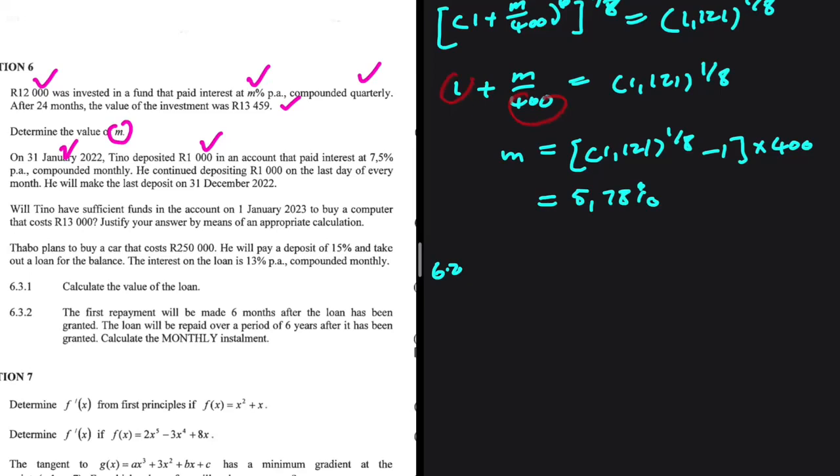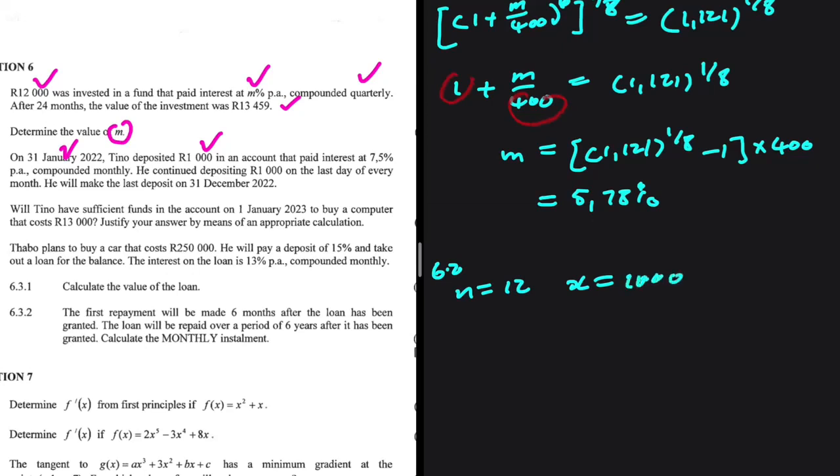Let's make sense of our situation. So the first deposit is on the 31st of Jan, and the last deposit will be on the 31st of December. So that is 12 deposits, our value of n. So we have n being equal to 12. We have our monthly installments, or our monthly savings, being equal to 1,000.